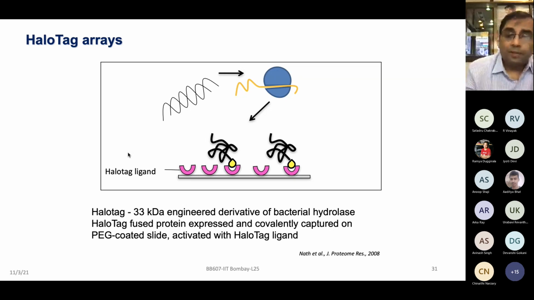So that's where the concept was that the HaloTag is a 33 kilodalton engineered derivative of a bacterial hydrolase. If on the chip you have the chloroalkane, HaloTag goes and binds very strongly and covalently with the chloroalkane, and therefore a very strong interaction is generated. So they took this idea and they thought, okay, in the cDNA, can we have the HaloTag expressed?